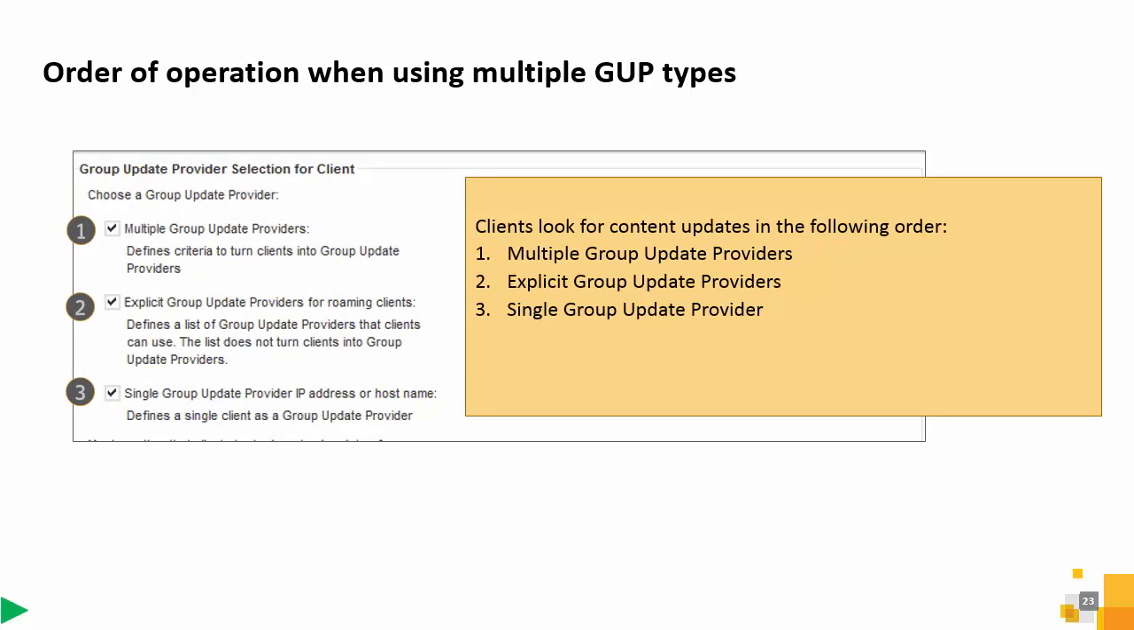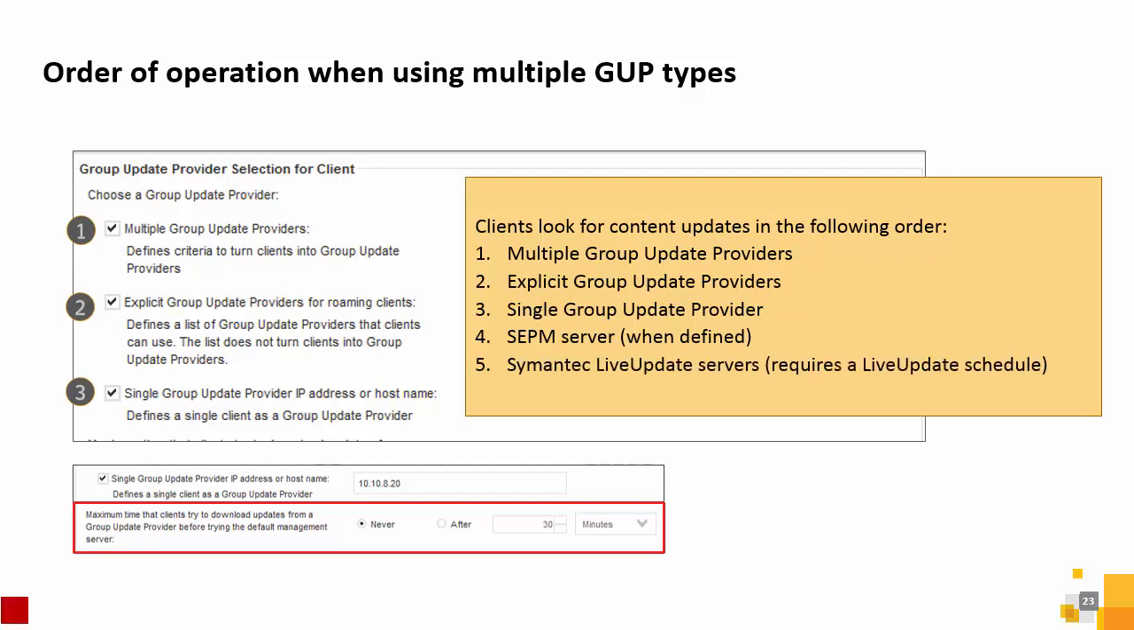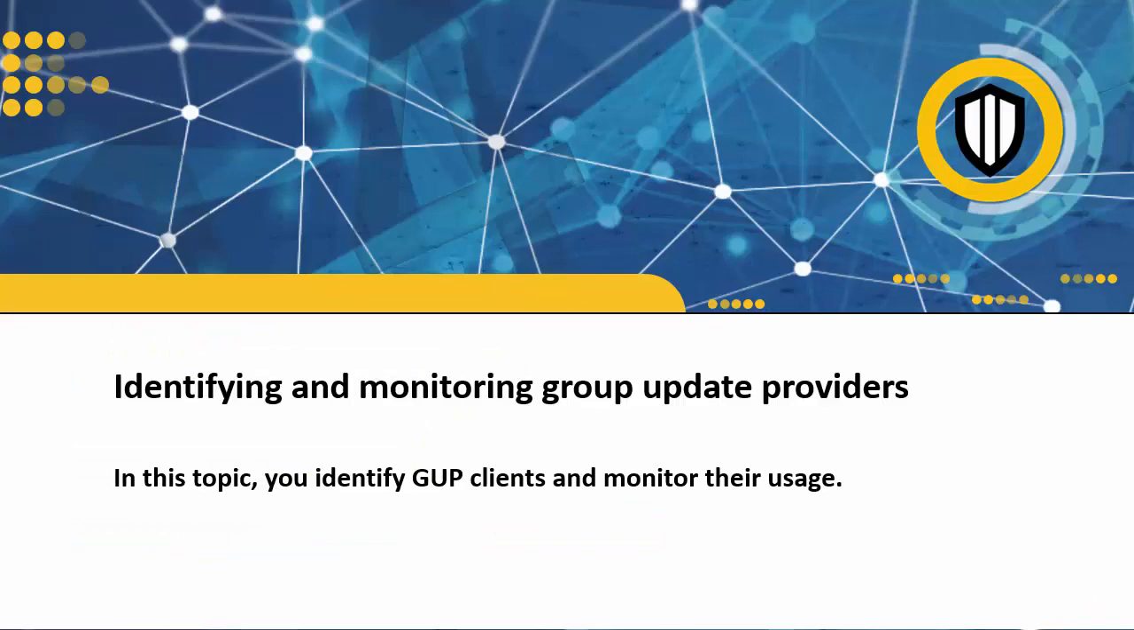Each checkbox is listed in the order in which clients look for content updates. For a client to retrieve content from the SEPM, a time interval must be defined and exceeded. For clients that fail over to a Symantec LiveUpdate server or an internal LiveUpdate server, a LiveUpdate schedule must be defined. This is the Identifying and Monitoring Group Update Providers topic.